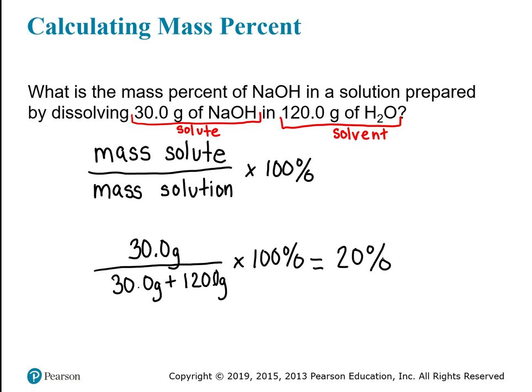If we were going to write conversion factors from this 20%, it would be 20 grams of sodium hydroxide and 100 grams of solution. And then the other would just be flipped, okay?